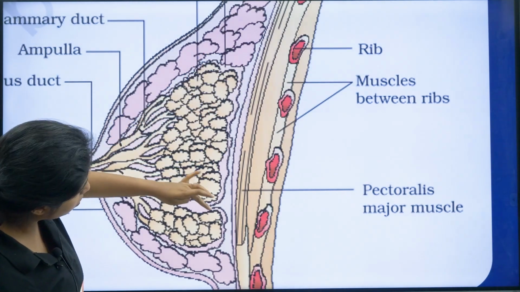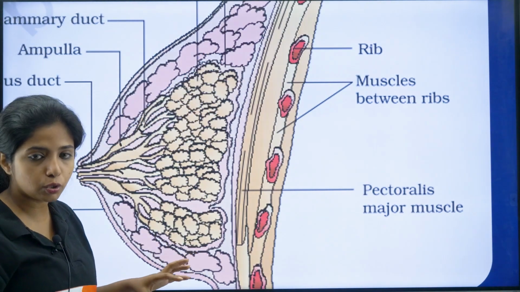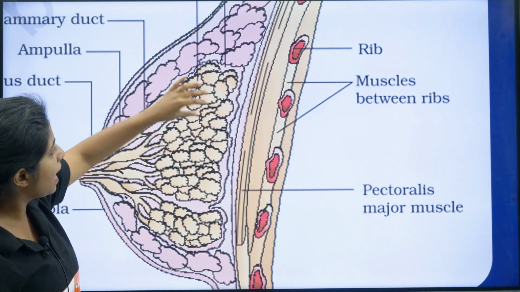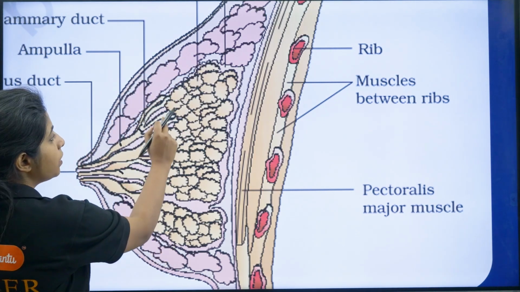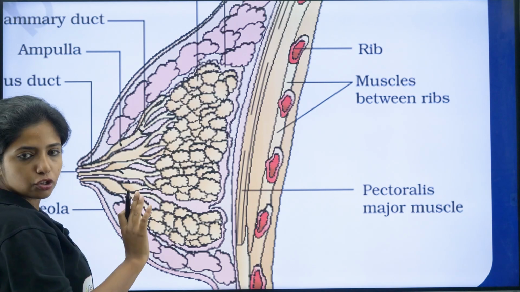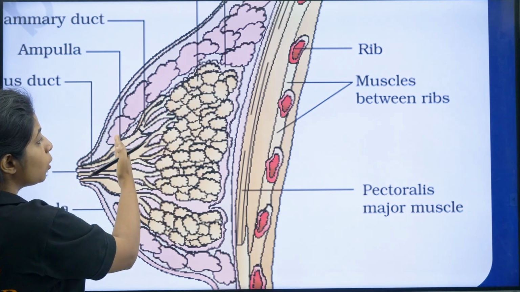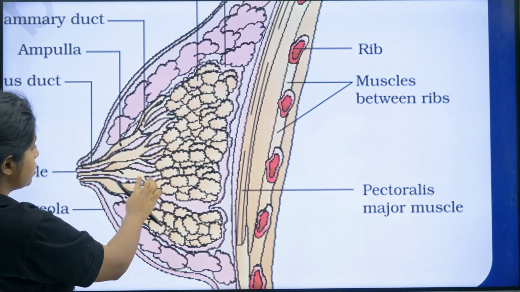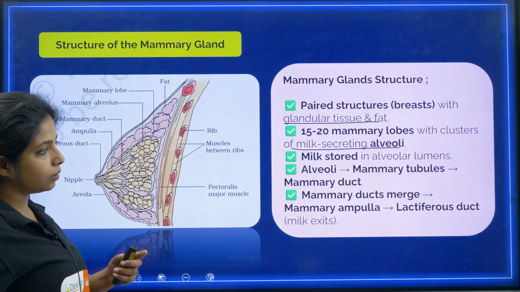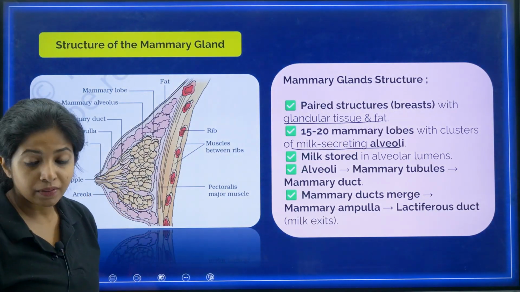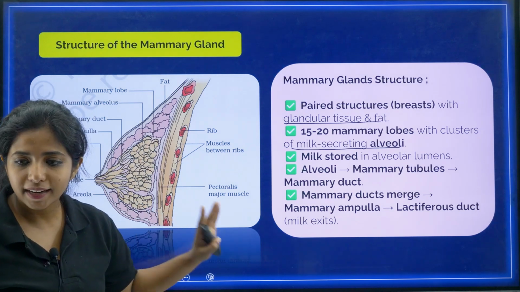So these are the lobes. This is one lobe, two lobes. How many lobes do you have? 15 to 20. Each of them has alveoli. Alveoli open into mammary tubules. Mammary tubules open into the mammary duct. Tubules are not mentioned over here, so the duct has been mentioned. The duct opens into the ampulla, and the ampulla opens into the lactiferous duct, which is where the milk exits. This is the structure of the mammary gland.